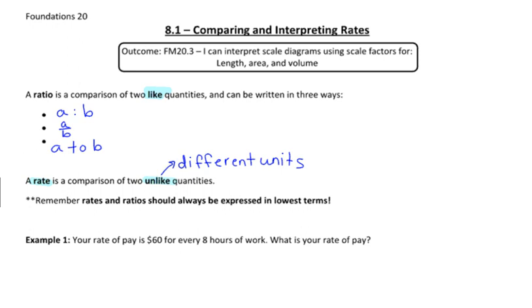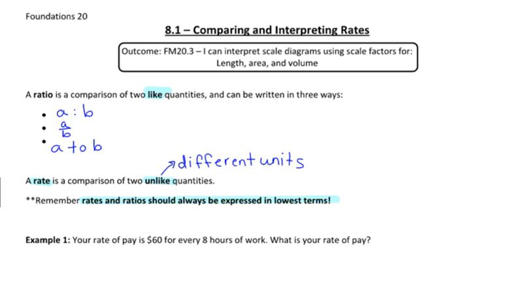We need to remember rates and ratios should always be expressed in lowest terms. So that means if you have a fraction and it's not simplified, you need to simplify it until you can no longer divide a greatest common factor out of both of those terms. So let's do an example together.